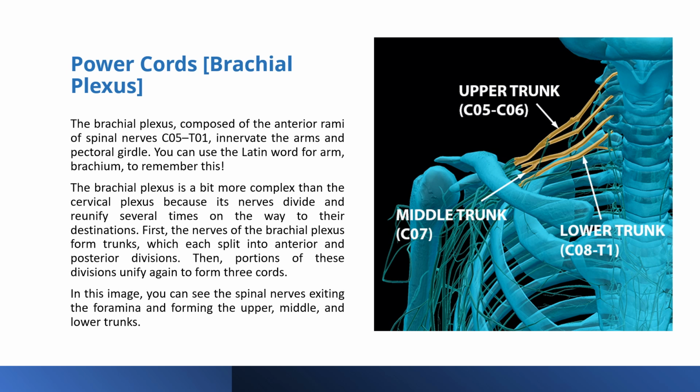First, the nerves of the brachial plexus form trunks, which each split into anterior and posterior divisions. Then portions of these divisions unify again to form these cords. In this image, you can see the spinal nerves exiting the foramina and forming the upper, middle, and lower trunks.